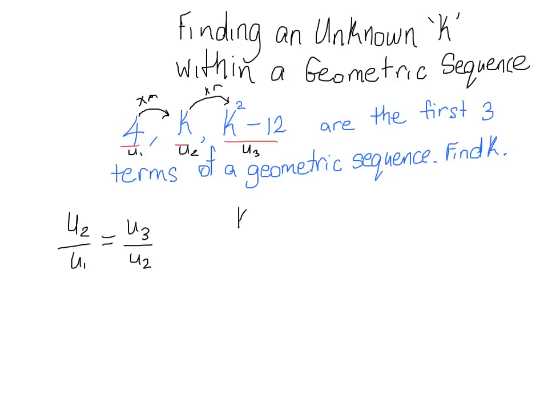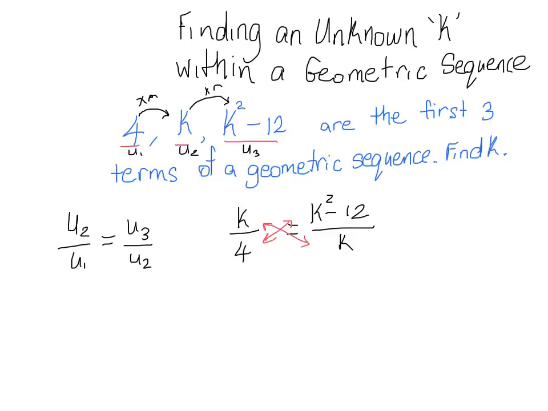u2, which is k, over u1, which is 4, is equal to u3, which is k squared minus 12, over u2, which is k. Now we have two fractions with an unknown, and in order to figure out that unknown, we have to cross multiply. Anytime you have two fractions with an unknown, you can cross multiply.